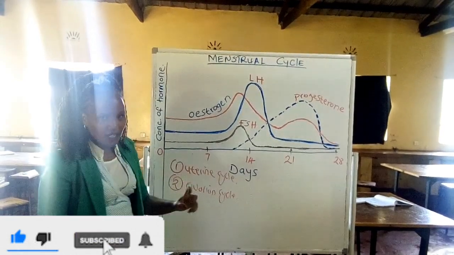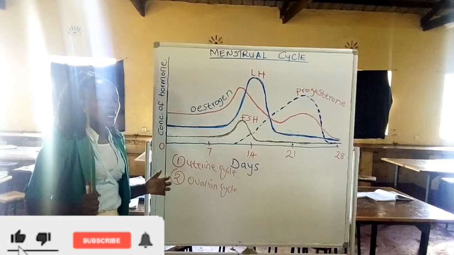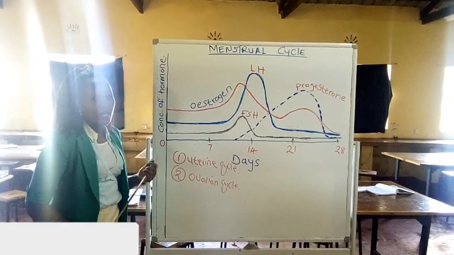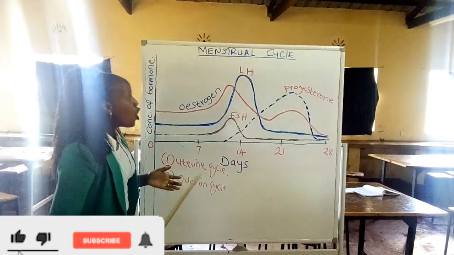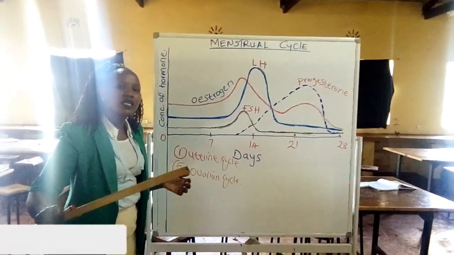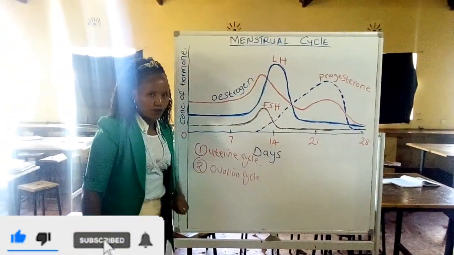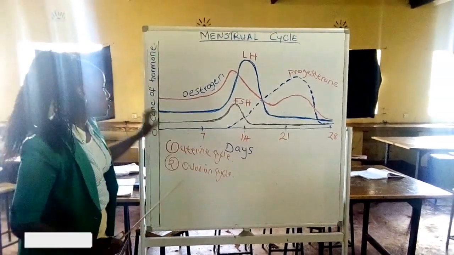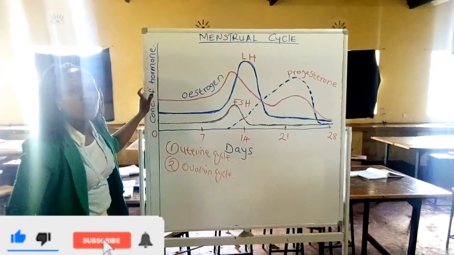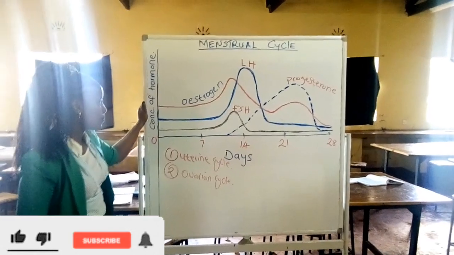The first phase of the menstrual cycle that I want us to start with is the menstrual phase. The menstrual phase occurs when fertilization has not taken place in the previous cycle. And because fertilization has not taken place, the uterine wall will break down or get destroyed.